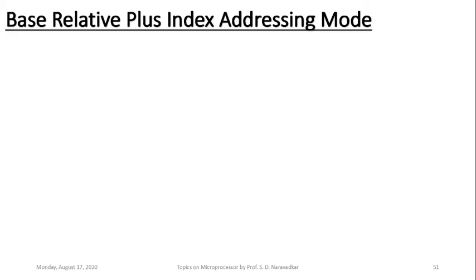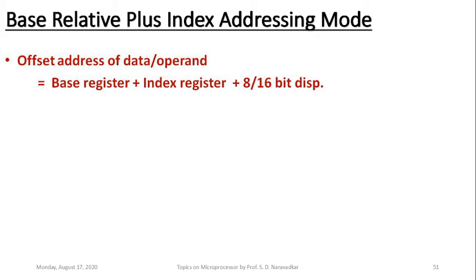Then the last addressing mode is base relative plus index addressing mode. Logically, in base relative plus index addressing mode, the offset address of the data or operand is formed by the addition of three entities: the contents of the base register, plus the contents of the index register, plus 8 or 16 bits of displacement. These three entities together define the offset address of the operand.